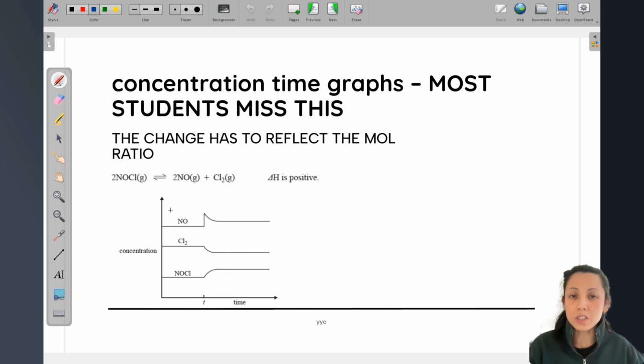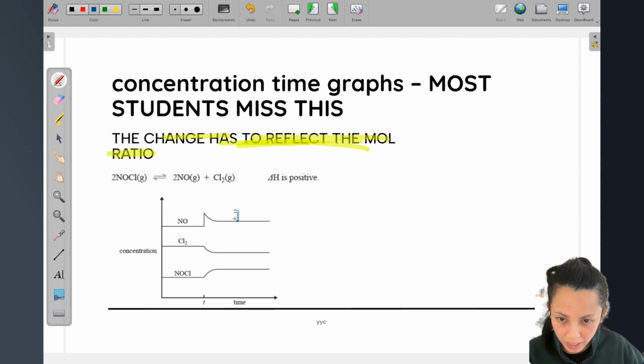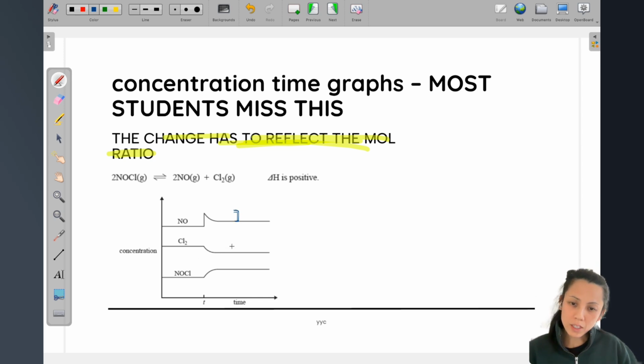When you're looking at these graphs, especially again when you're drawing these graphs, you have to understand that the change is reflected in the mole ratio. So here, have a look at the amount of change that you see here in NO. Then compare it to the amount of change that you see in Cl2. According to the balanced equation, there's a 2-to-1 ratio, right? So for every 2 moles, for example, that you use, you will only use 1 mole of Cl2. So you can see here that the change in the Cl2 is half as much as NO.